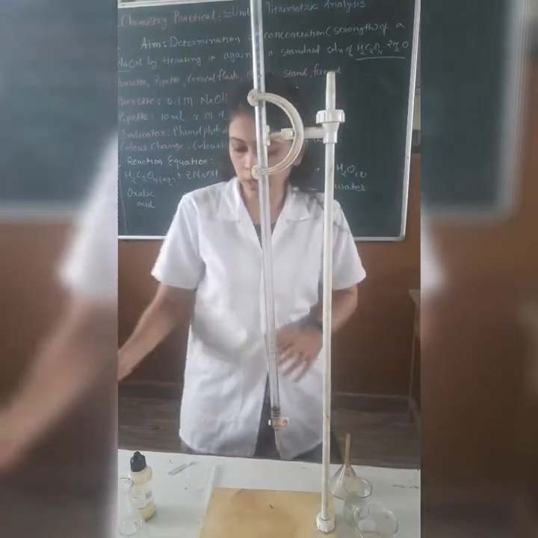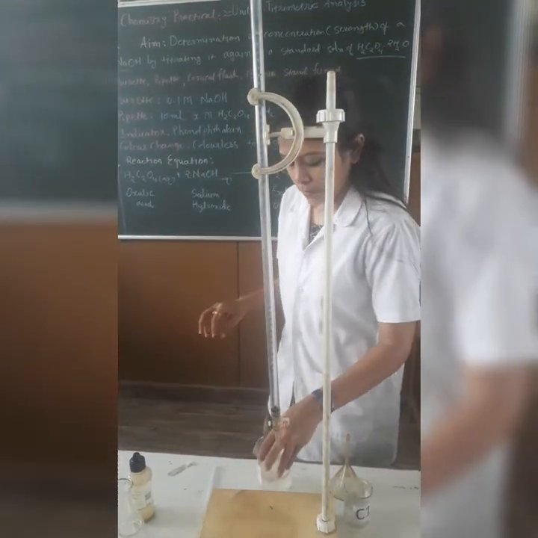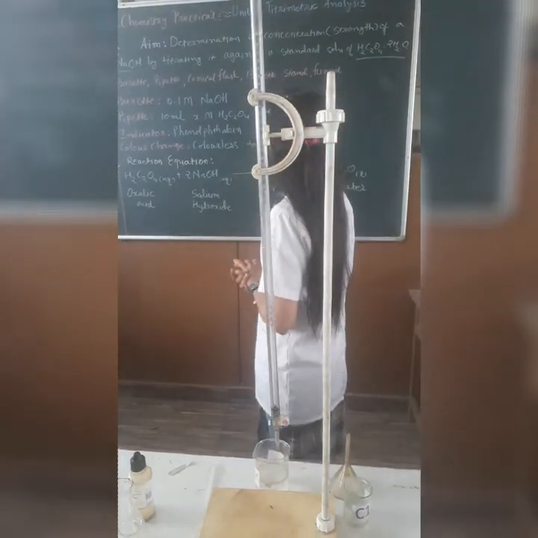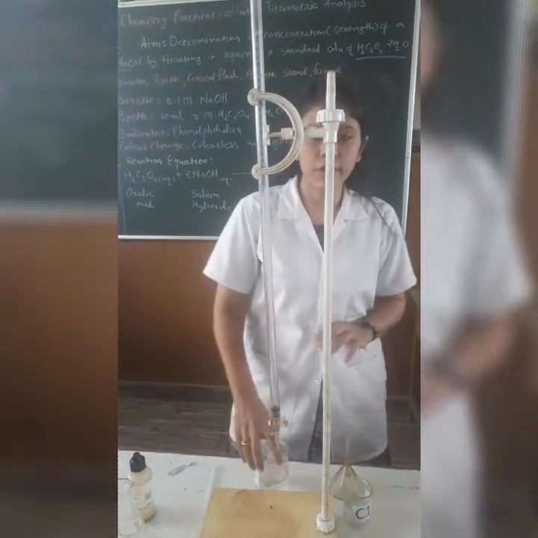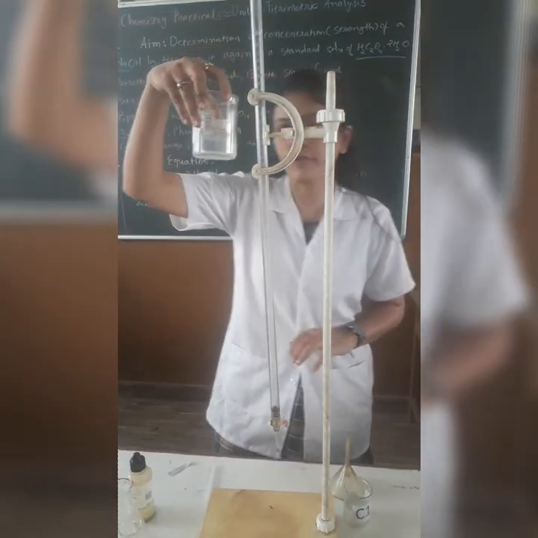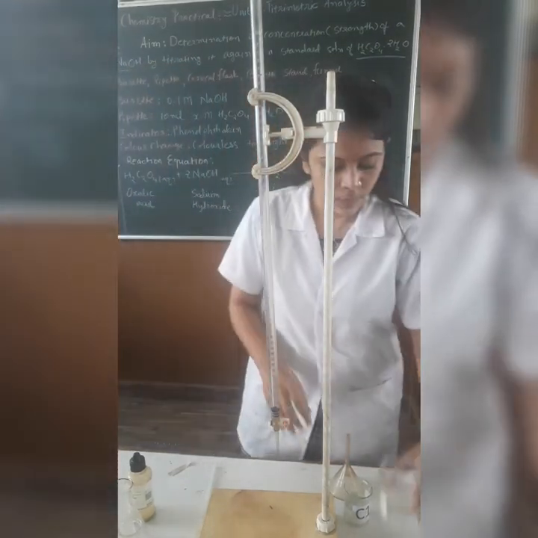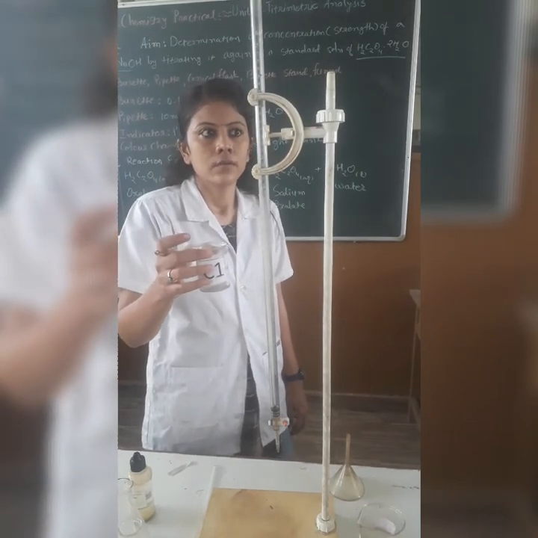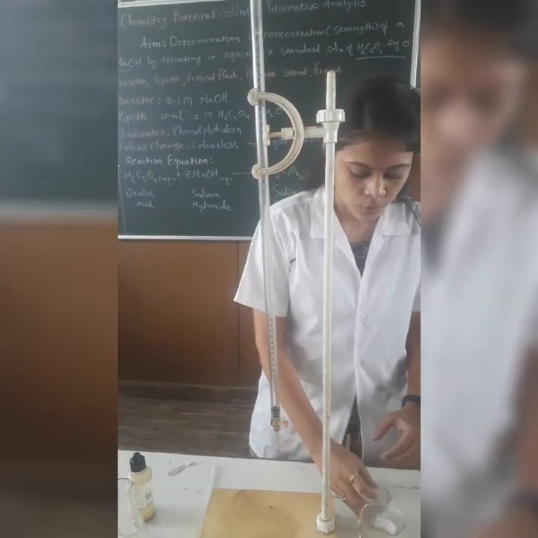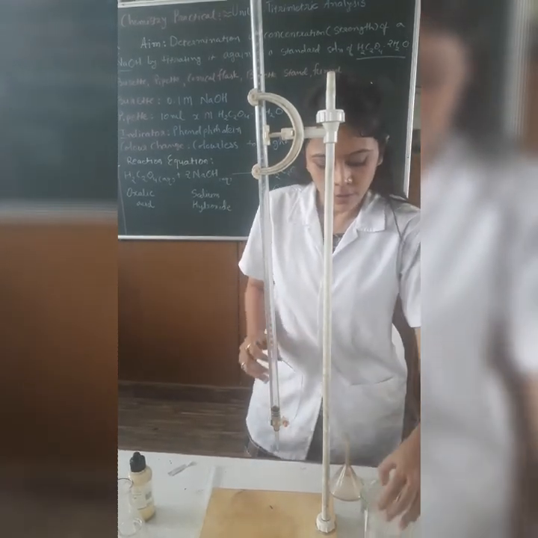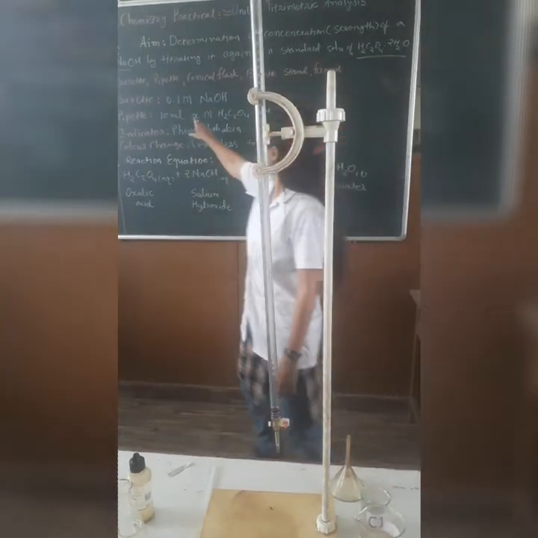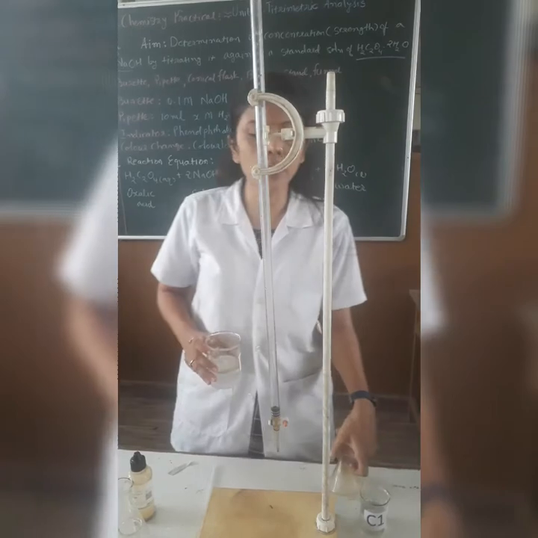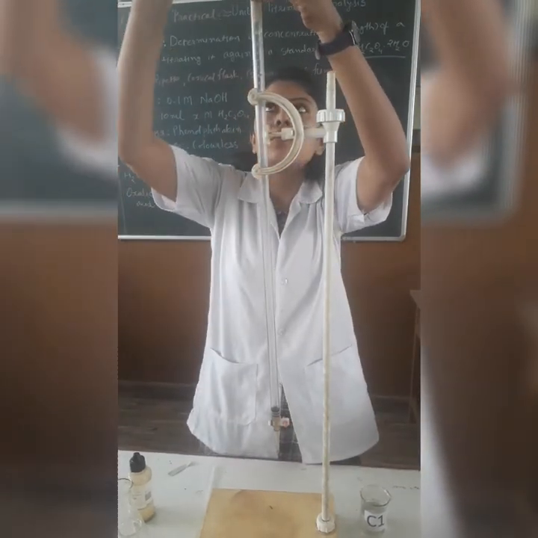Let's move. So here we have already aimed for 0.1 molar NaOH. I have 0.1 molar NaOH, and the next solution is X molar oxalic acid. First of all, we have already seen that 0.1 molar NaOH is the burette solution. So we have to first fill up the burette with NaOH.